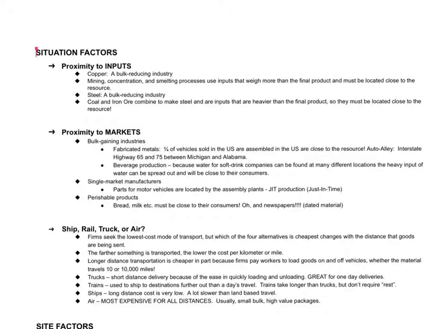Okay, so when we say situation, basically what that is, it's relative location. It's what's around a specific point. So it's not exactly what's there. It's not like, oh, I'm going to put my business at this very point. It's, I'm going to put my business here because this is near it, and this is near it, and this is near it. Does that make sense?